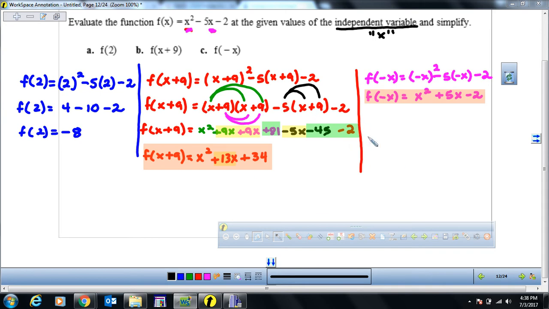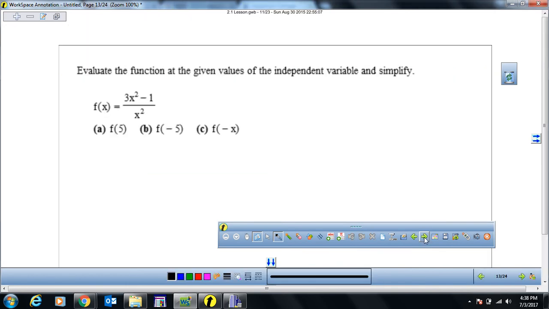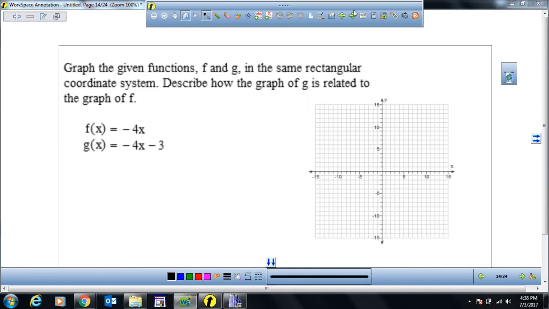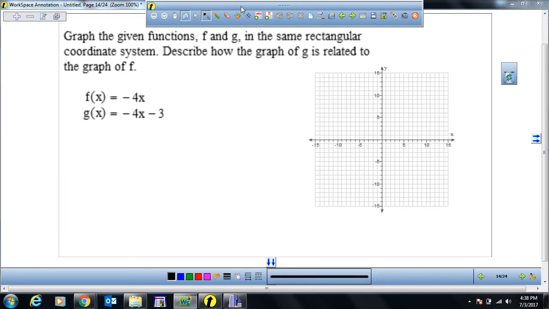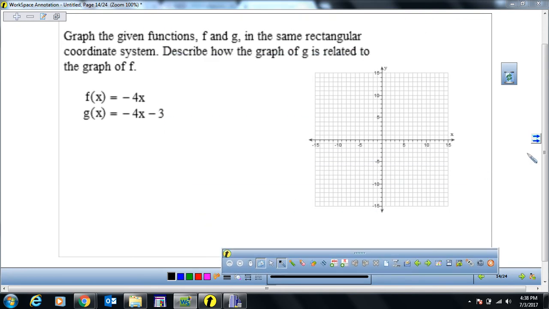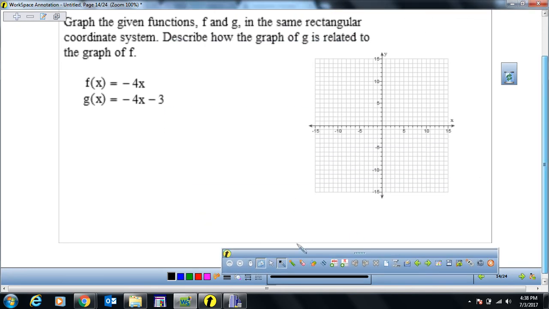Okay. Alright, so now let's work on the graphing part of the section. So we're going to graph the given functions f and g in the same rectangular coordinate system, and then we're going to describe how the graph of g is related to the graph of f.